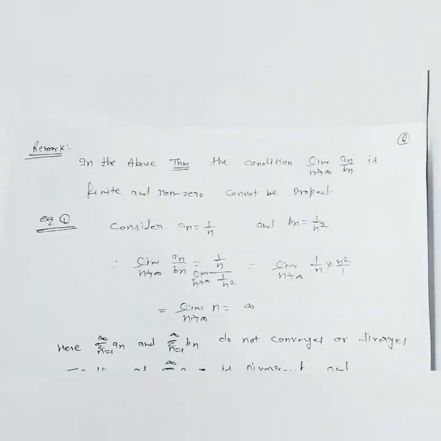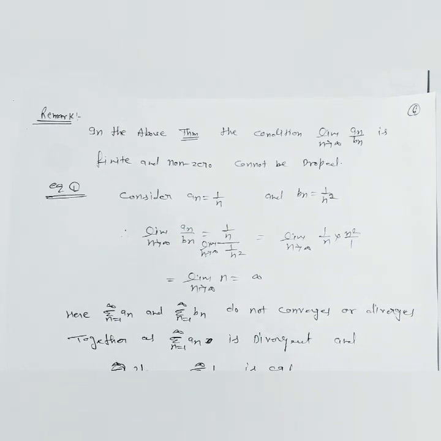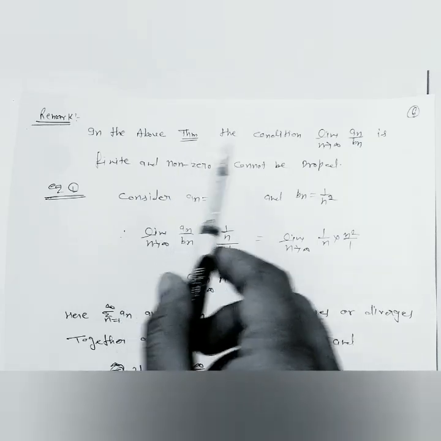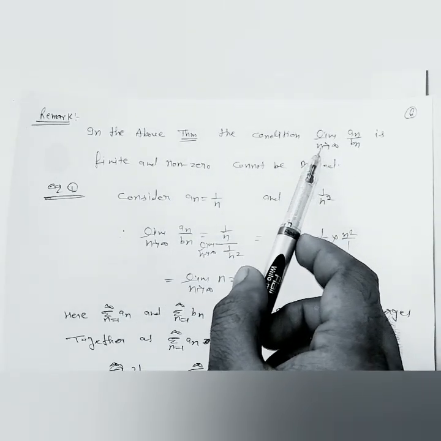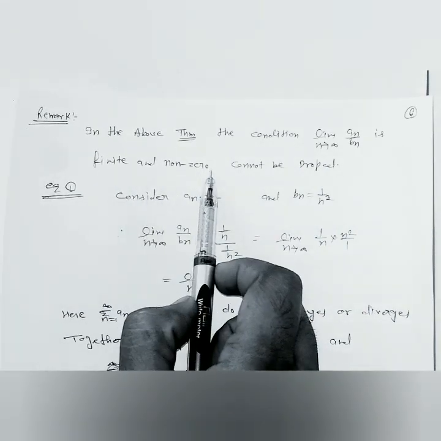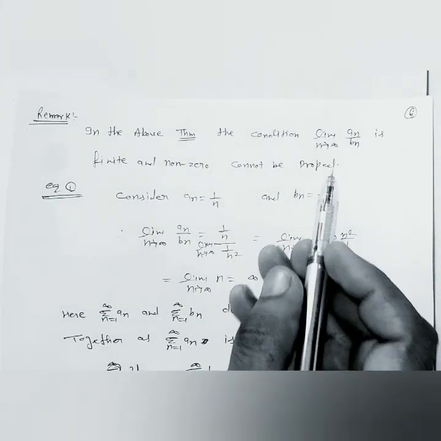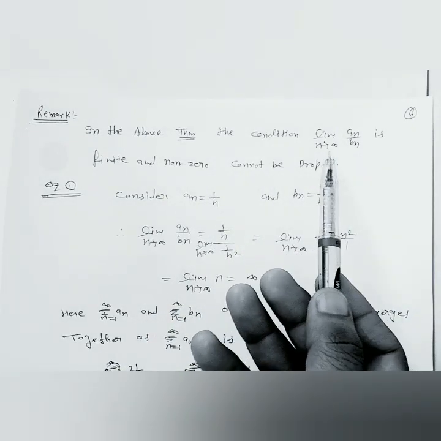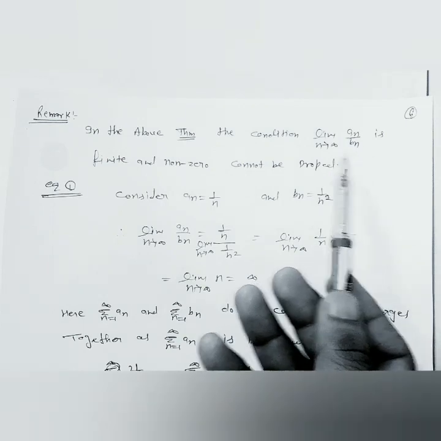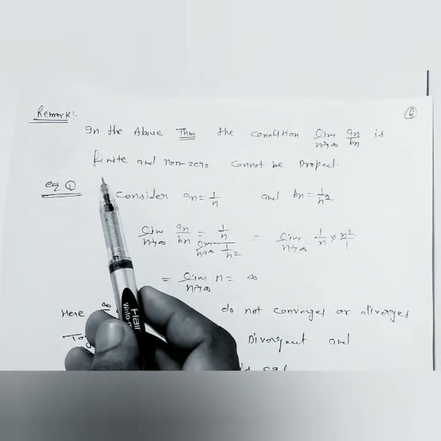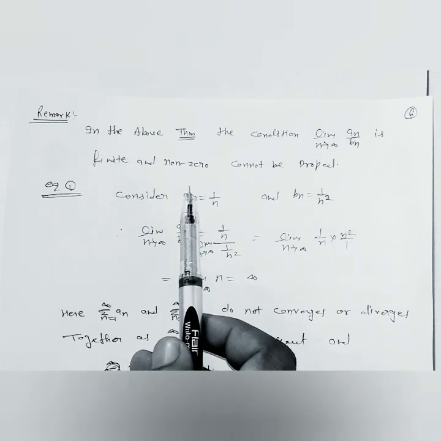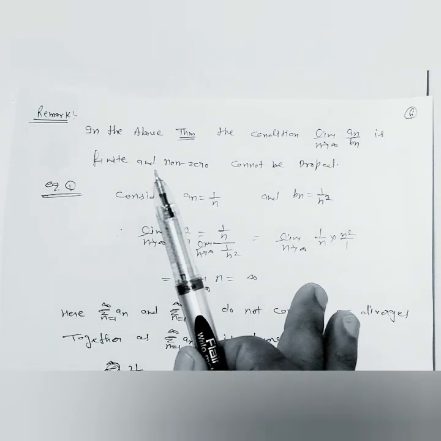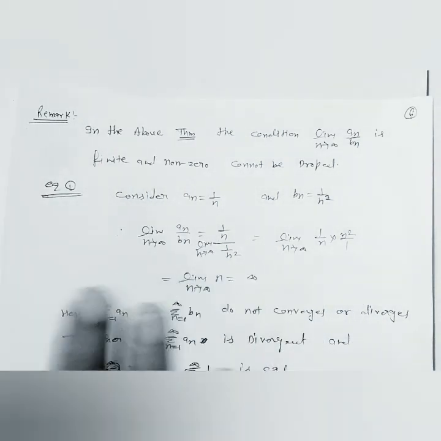Now we discuss some remarks on comparison test number 5. In the above theorem and in comparison test 5, the condition that limit n goes to infinity an by bn is finite and non-zero cannot be dropped. This condition cannot be dropped: the l that comes after applying limit n goes to infinity of an by bn must always be finite and non-zero. If it becomes zero or infinite, then this theorem, that comparison test, cannot be applicable.